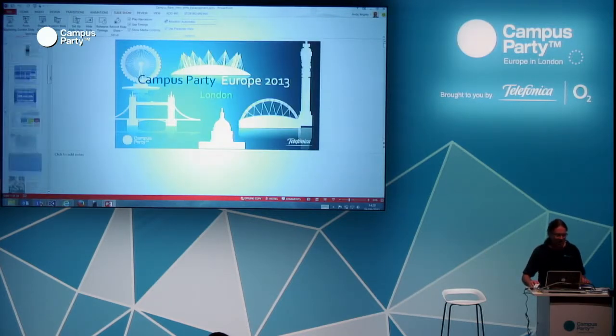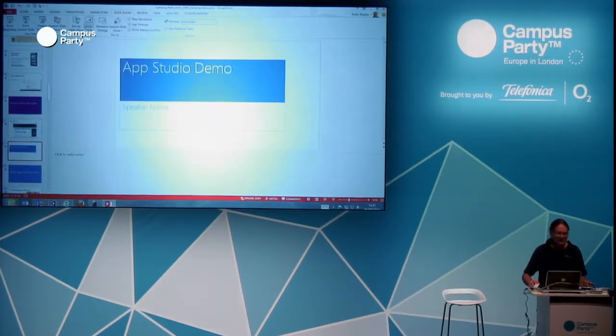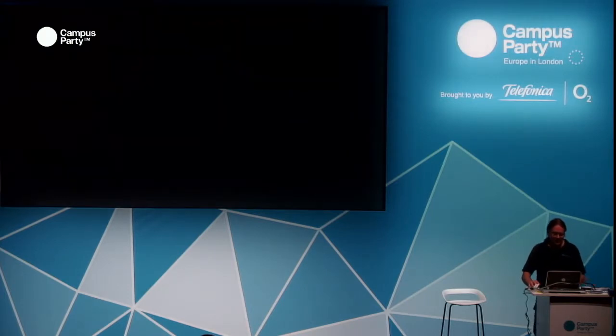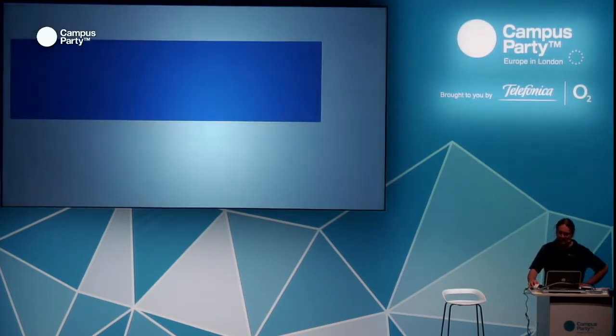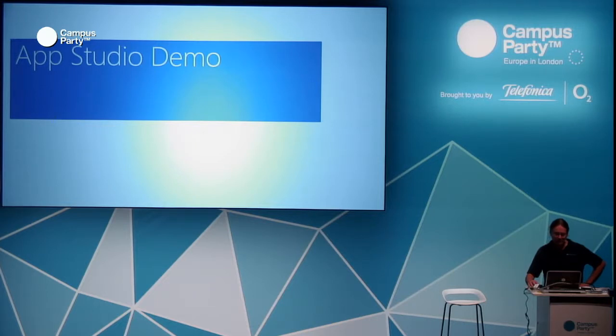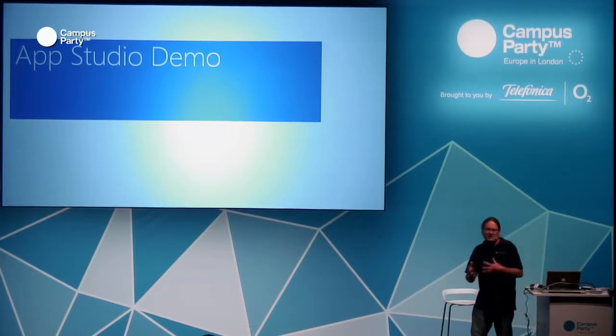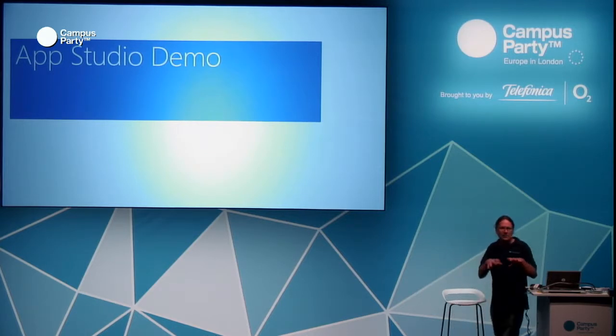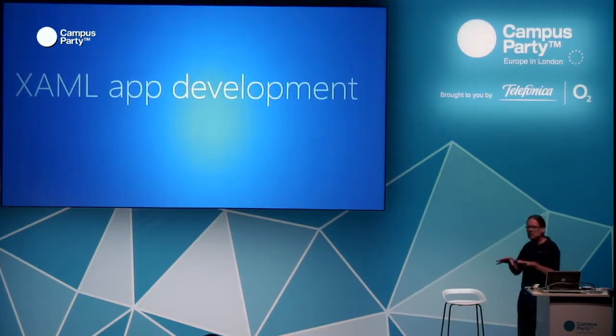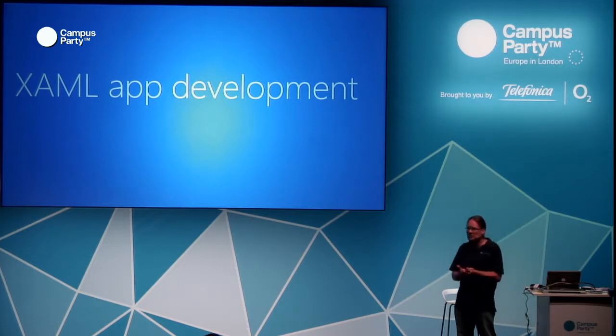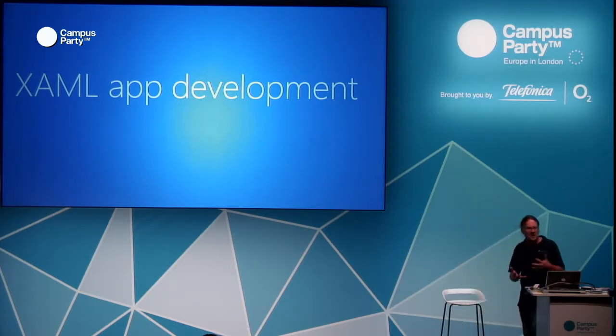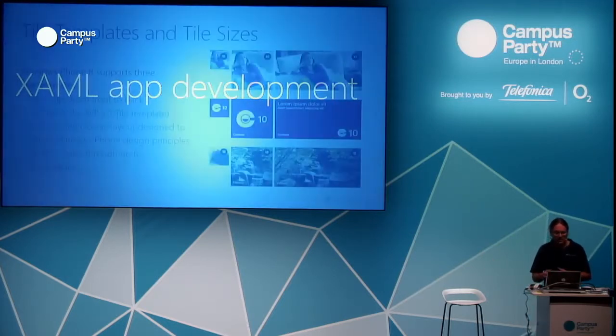And let me pick up at the right point in the slides again. All right, so that was the App Studio. Now then, that's a light way of building an app, and it's a really great way of getting started. But now I want to talk about the main way we create apps for Windows Phone, which is XAML-based app development. XAML is XML Application Markup Language. Everybody just calls it XAML. It's just our way of defining the UI, the primary way.